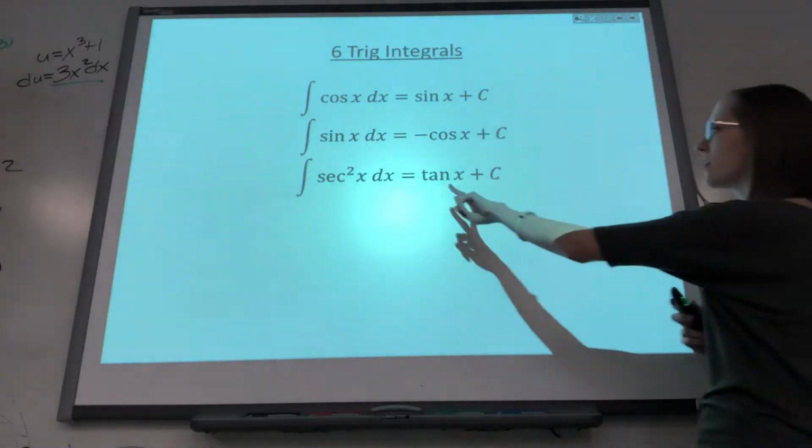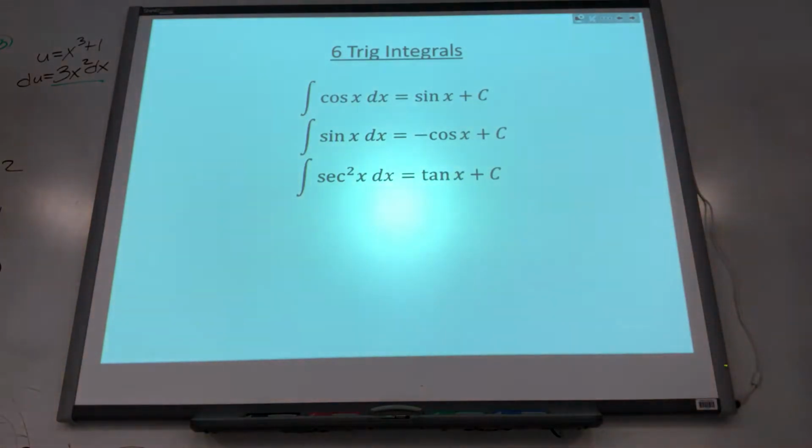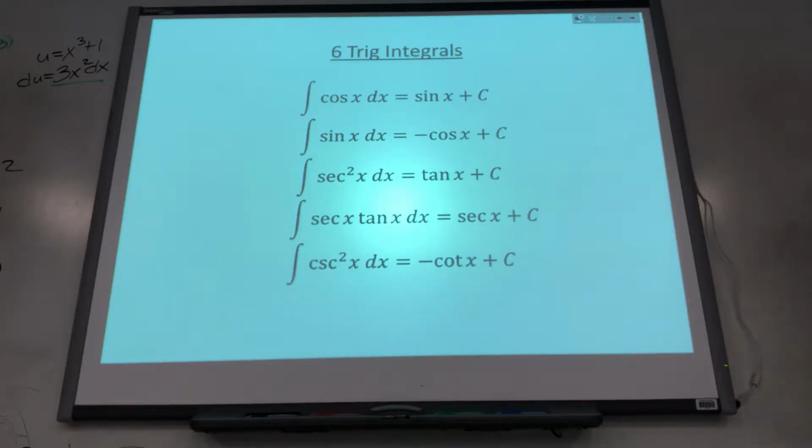And that should be exactly opposite of our derivatives. The derivative of tangent is secant squared. The derivative of secant was secant of x, tangent of x. So this is opposite too. When you integrate secant of x, tangent of x, dx, it's going to equal secant of x plus c. And 2 more here. When I integrate cosecant squared of x dx, it's going to be negative cotangent of x plus c.